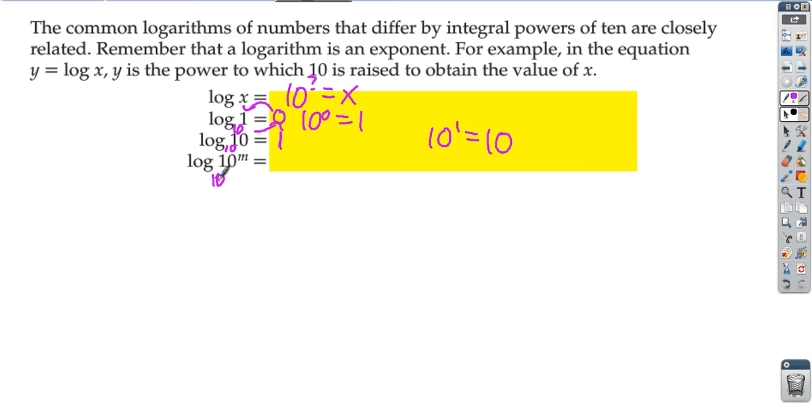And then finally, the log base 10 of 10 to the m, what power do you have to raise 10 to get 10 raised to that power? You have to raise it to the m power. 10 to the m is equal to that right there, 10 to the m. Just a couple properties to kind of show you how those work.